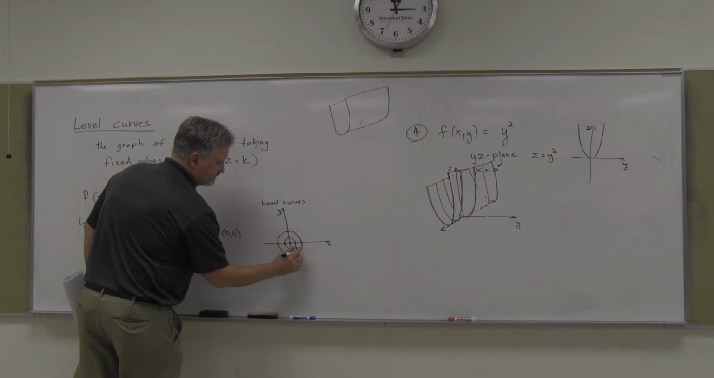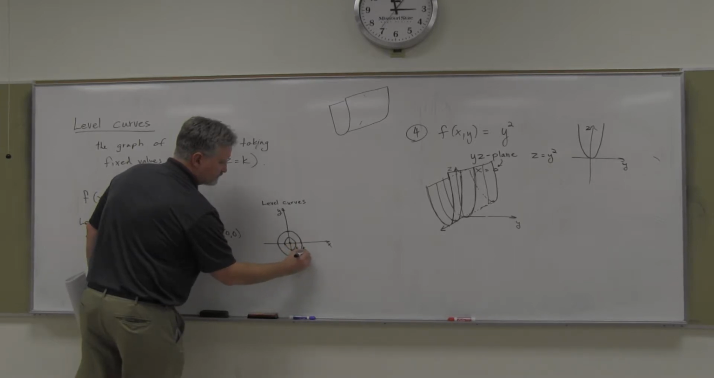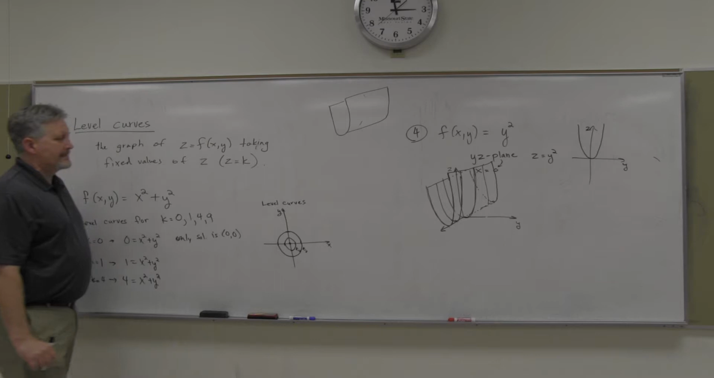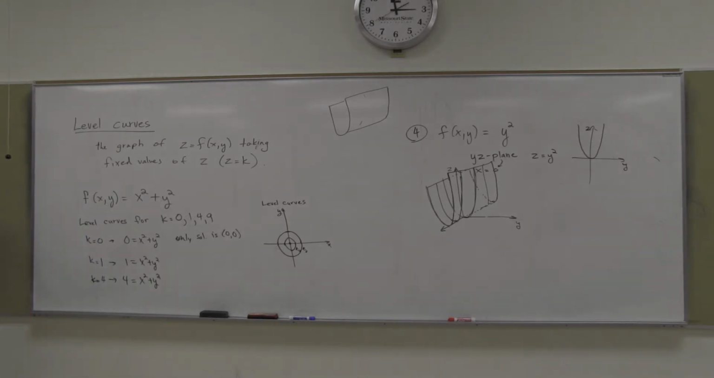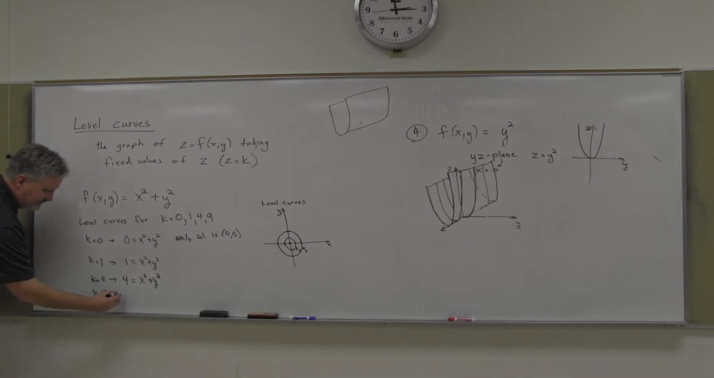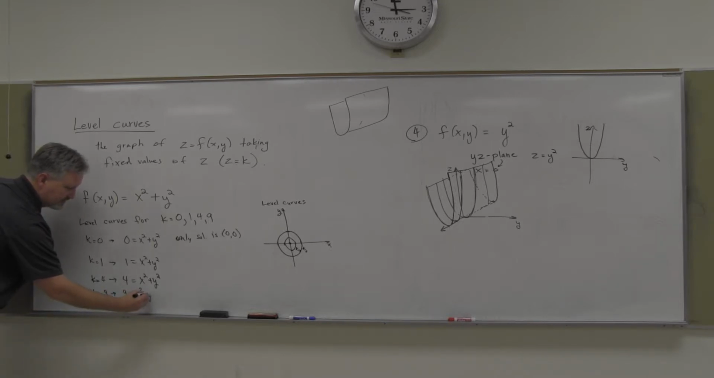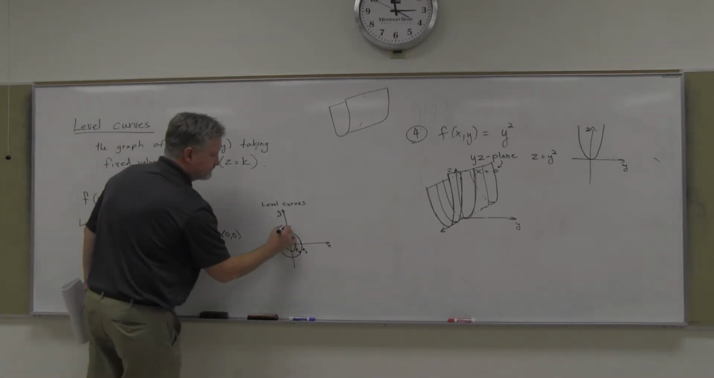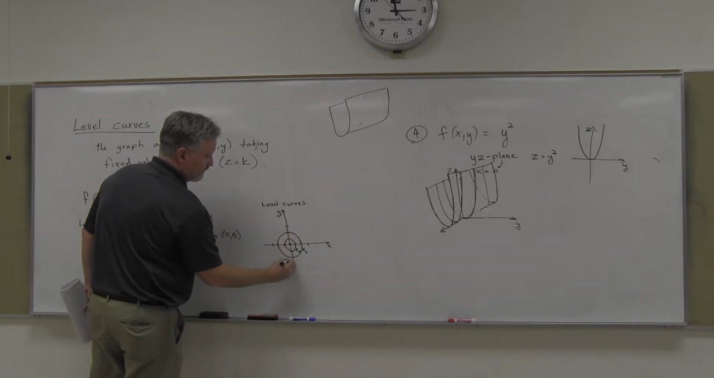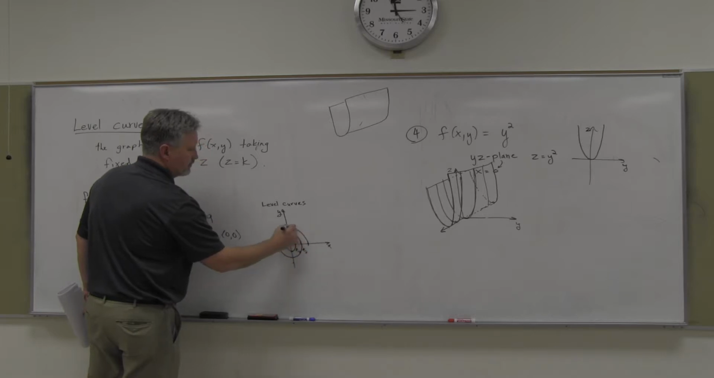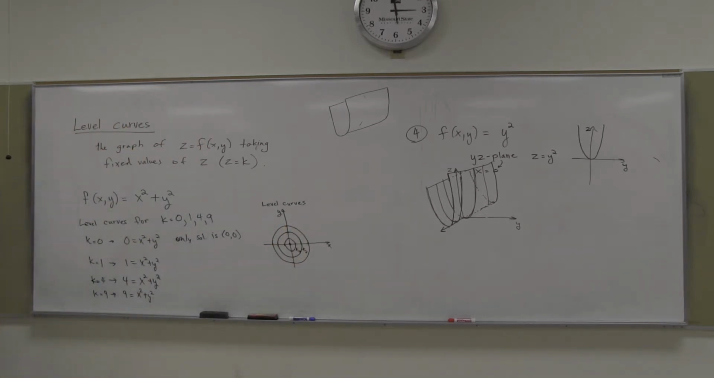I'm working my way out. So yeah, you get the picture here. The next one I chose was k equals 9, so that would be the radius 3 circle. So one more out. So those are the level curves.